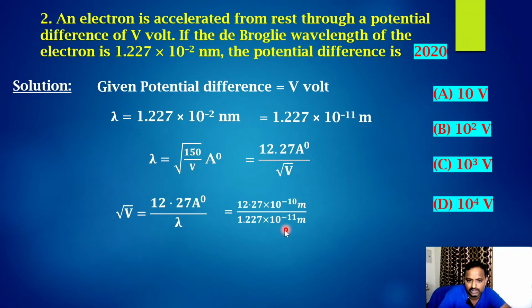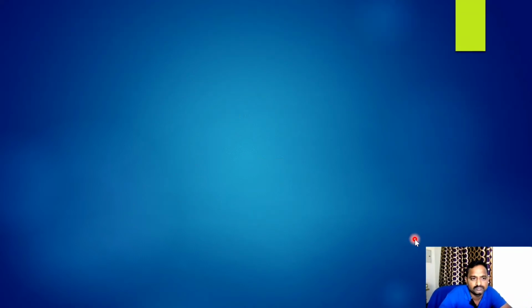So I substituted the de Broglie wavelength here. Then if I simplify, I will get 10 power 2. Here we have to find the potential difference. So if I square both sides, then I will get V is equal to 10 power 4 volt. So I got potential difference 10 power 4 volt. From the given options, option D is the answer. Now we will go with the third question.